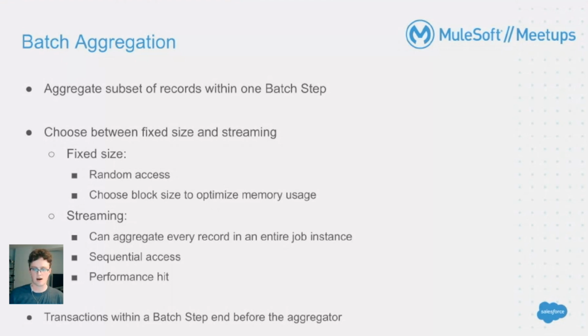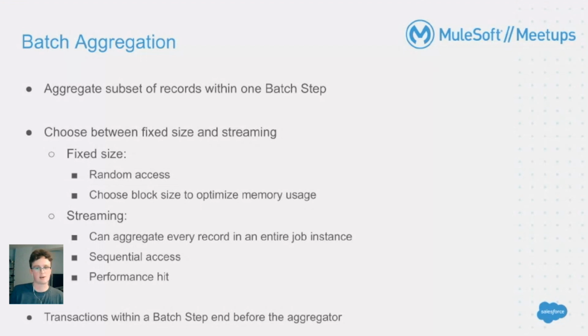One more thing to be aware of when choosing between these aggregators is that a fundamental part of the streaming aggregator is that you are accessing records in order, sequential access. So you can only access the current record. That's a fundamental aspect of how streaming works. MuleSoft uses repeatable streams, so you could go through the whole stream and go back to the beginning to get those earlier values. But in general, that's not what you're going to be doing. You're just going to be reading each record once and then moving on to the next record.